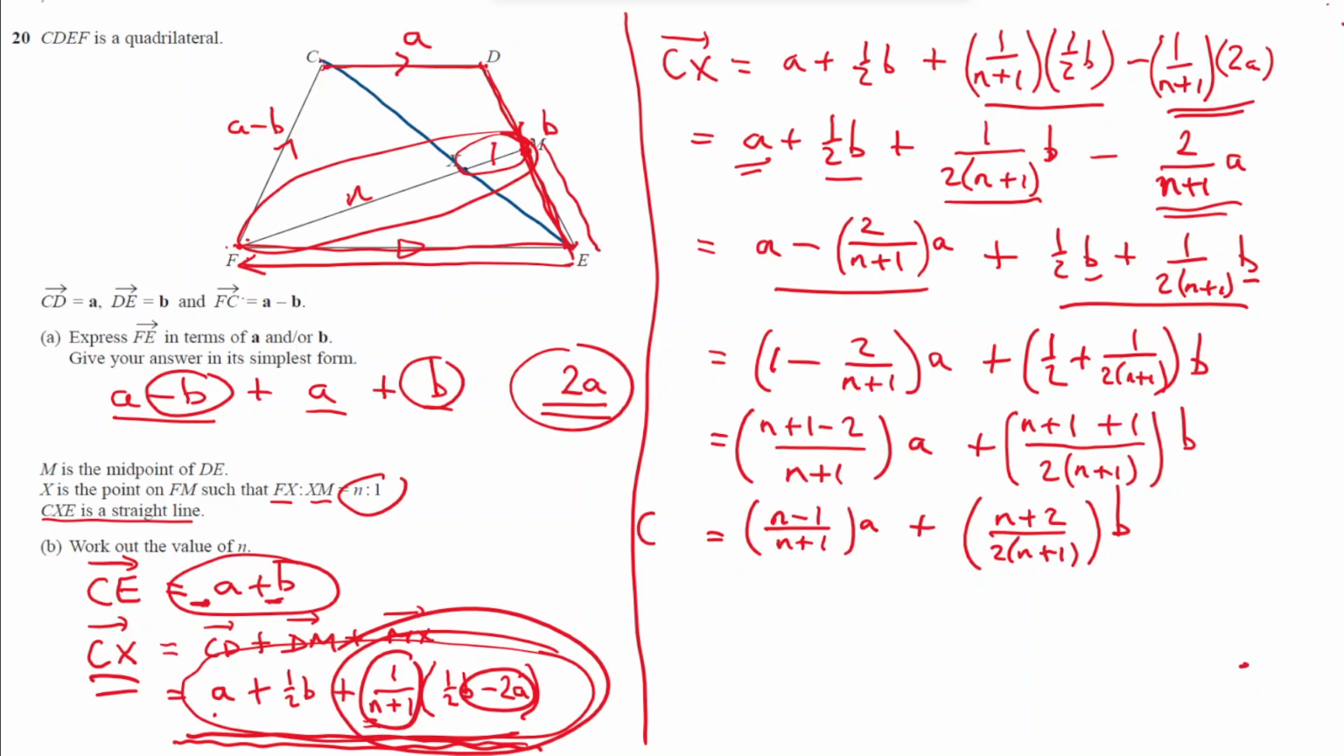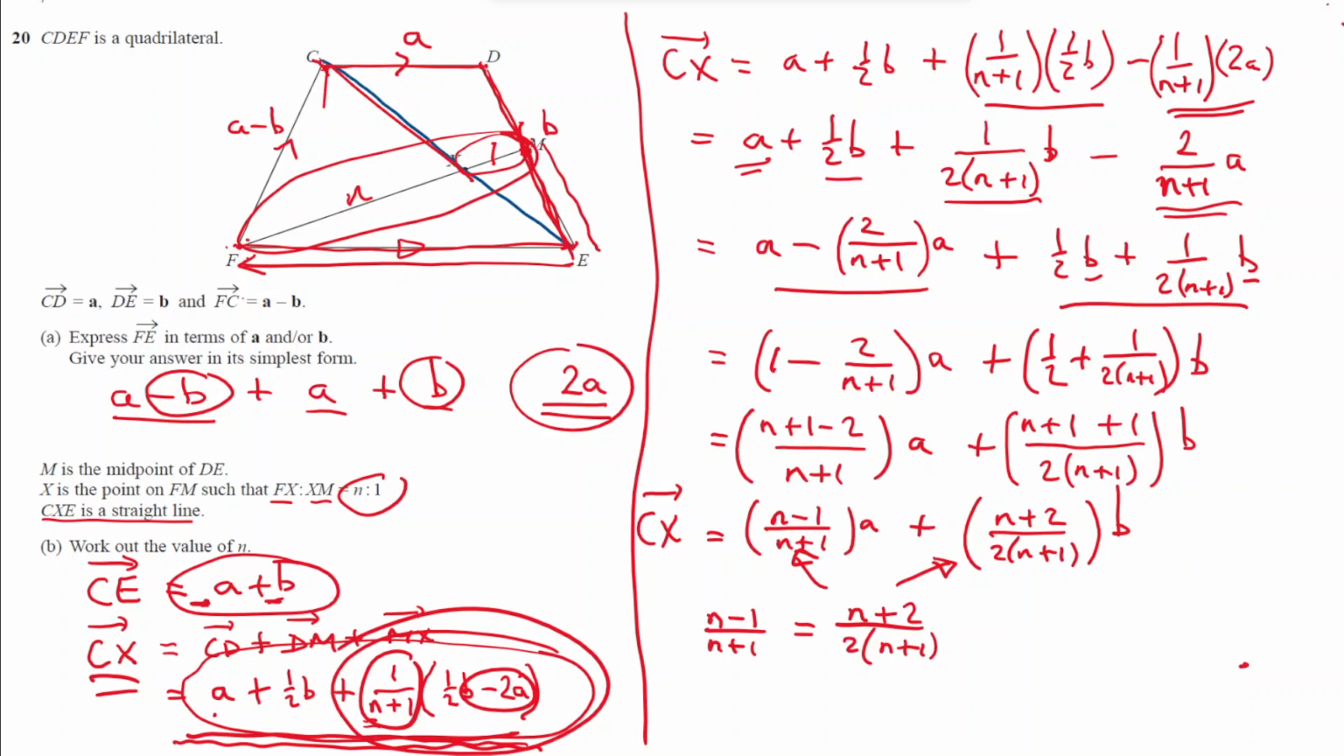Okay, so this is Cx. Now, Cx is a fraction of CE, as I said before. So we're looking to see if it's a scalar multiple of essentially a plus b, then these two coefficients of a and b here must be the same. So what we can do is set up an equation to say that n minus 1 over n plus 1 is equal to n plus 2 over 2 lots of n plus 1. Now this is what we've got to solve.